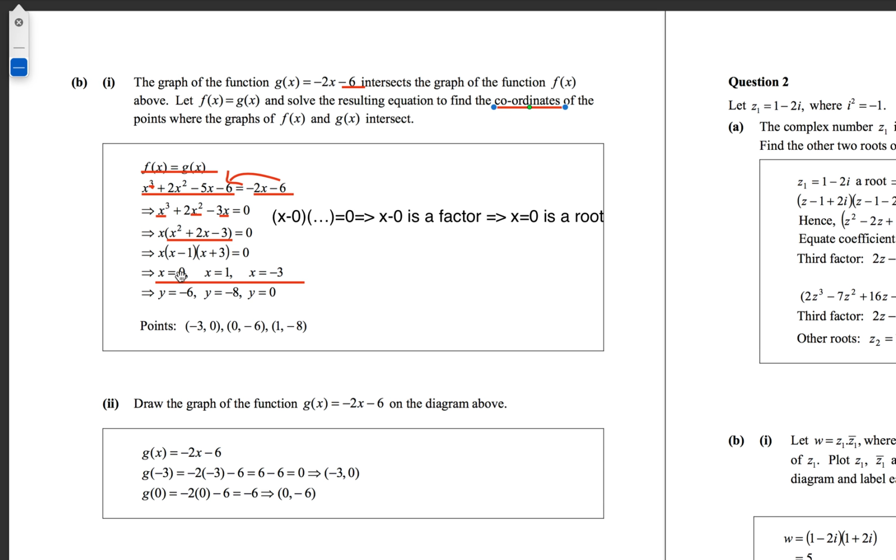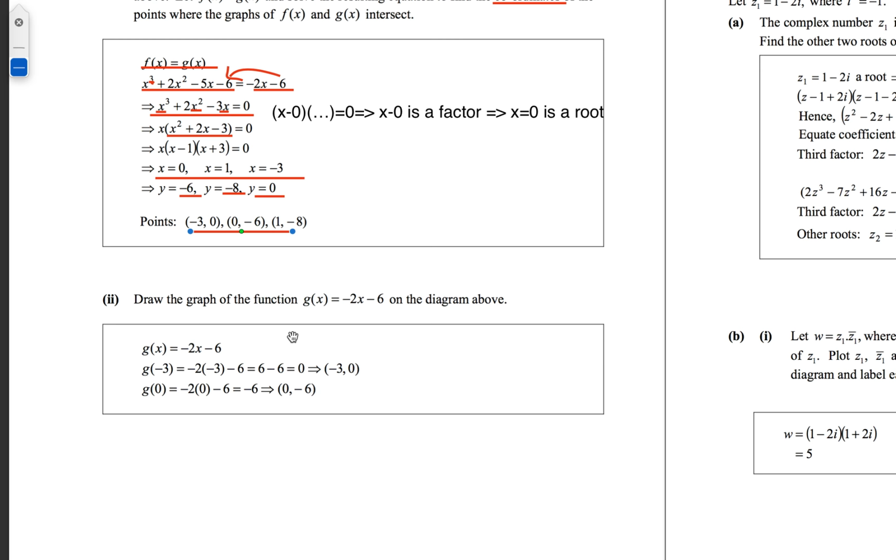So for each of these values of x, we have to find, well, what is the value of y? The messy way to do it would be to plug it into the cubic function here. The easier way to do it would be to plug it into the linear function, but you would get the same answer either way. So you could do y is equal to negative 2 times 0 minus 6, which would be minus 6, or y is equal to negative 2 times 1 minus 6, which would be minus 8, or y is equal to negative 2 times negative 3, minus 2 times minus 3 is 6, because the minuses cancel, minus 6, 0. These are your 3 points. Job done.